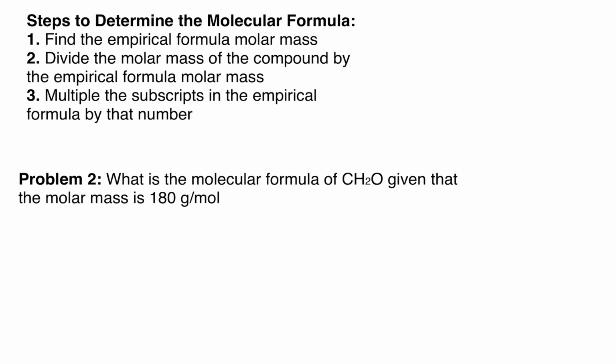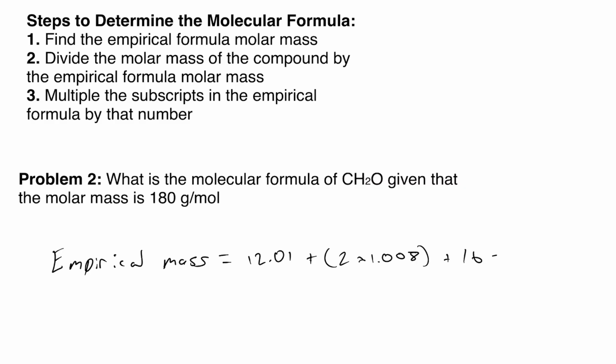So since the molar mass is 180 grams per mole, the empirical mass is going to be equal to 12.01 plus 2 times 1.008 plus 16, which is going to be equal to 30.03 grams per mole. Now there, all I did was take the molar mass of each of CH2O, and we got 30.03 grams per mole.